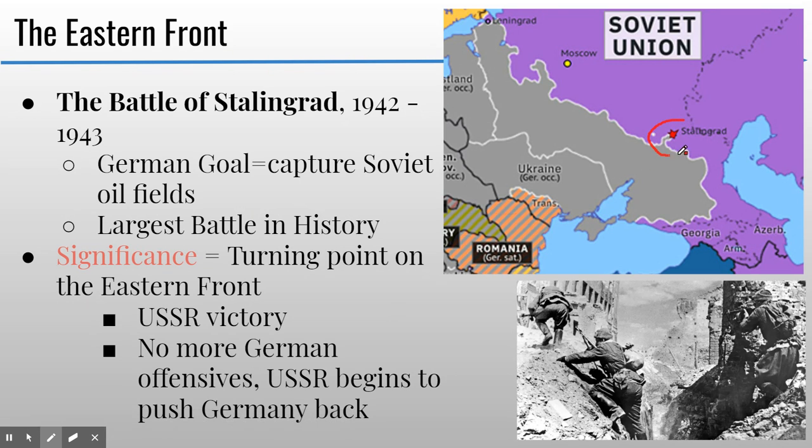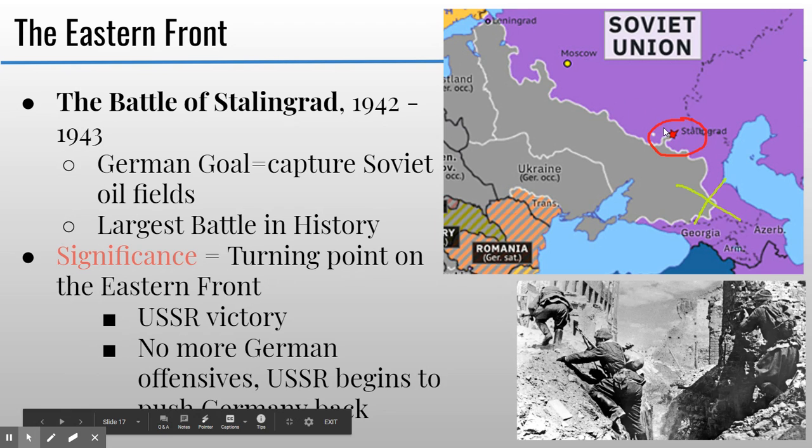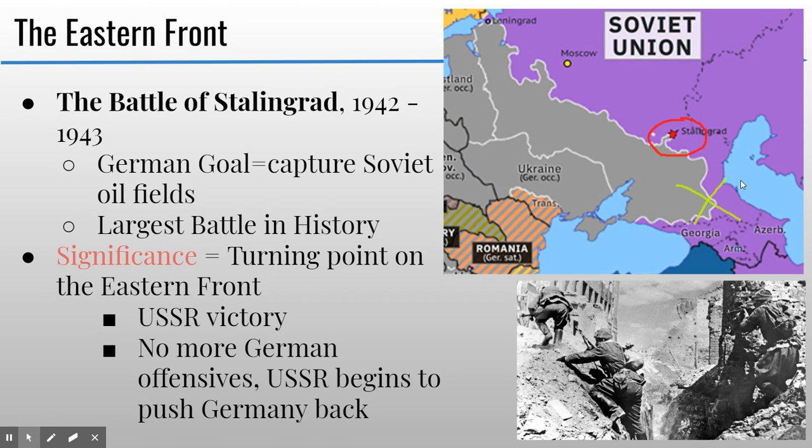So Stalingrad is located right here in southern Russia, and it sits on a place called the Volga River, and it's very important to the Soviet Union because below it, if you look down here in yellow, this is where the Soviets get all their oil from. So Hitler's goal is to turn his army, capture Stalingrad, capture all the Soviets' oil, so now the Soviets can't supply their tanks and their planes, but the Germans can supply theirs. And it turns out to be the largest battle in history.